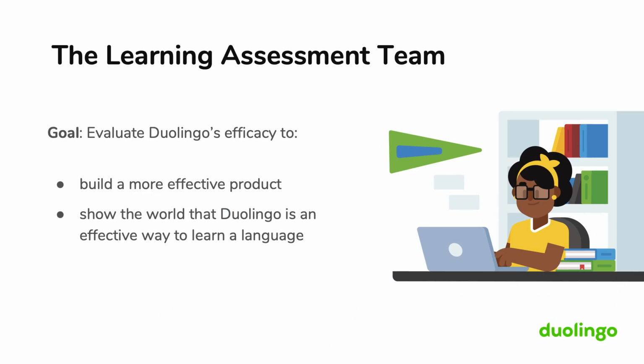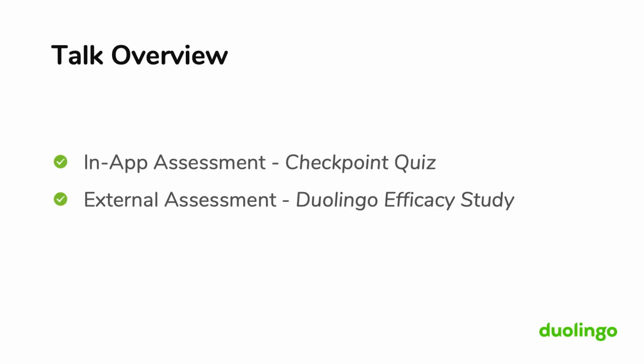And for that purpose, we have a team called the Learning Assessment team, whose goal is to evaluate Duolingo's efficacy so that we can make a more effective product and show the world that Duolingo is an effective way to learn a language. In this talk today, I'm going to spend some time on two different approaches to assessment that we focus on here at Duolingo: in-app assessment and external assessment. For both of those, I'm going to talk about an example of how that approach has impacted us at Duolingo.